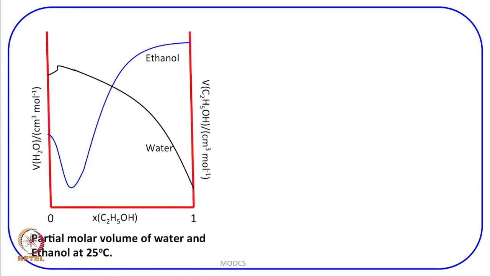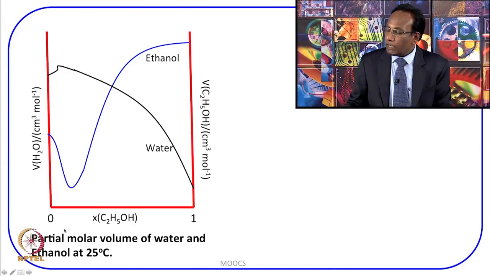Let us take a look at this figure. This figure represents the variation of partial molar volume of ethanol and water when the mole fraction of ethanol changes from 0 to 1. For pure water, the value will be around 18. And as you see, when the mole fraction of ethanol increases in solution, the partial molar volume of water is decreasing. And partial molar volume of ethanol is having an unusual kind of trend.